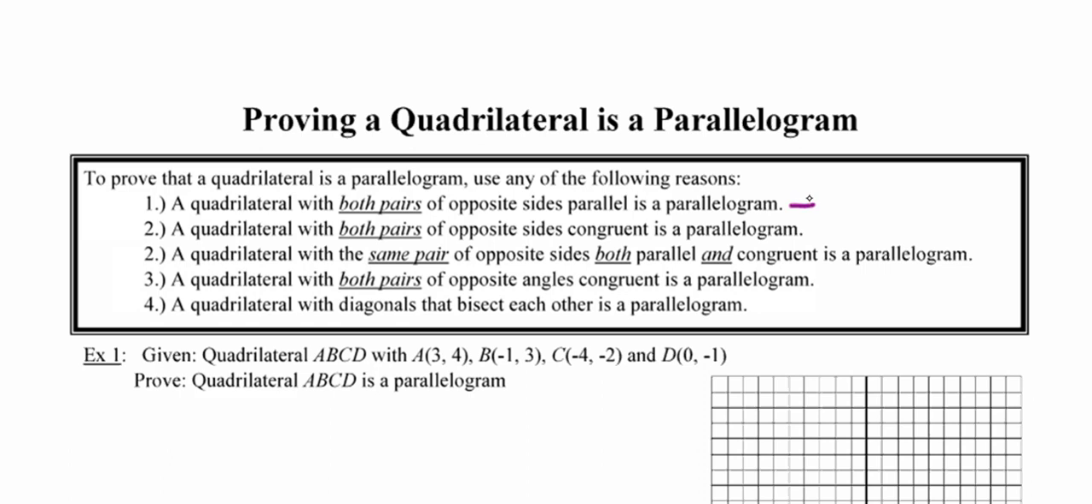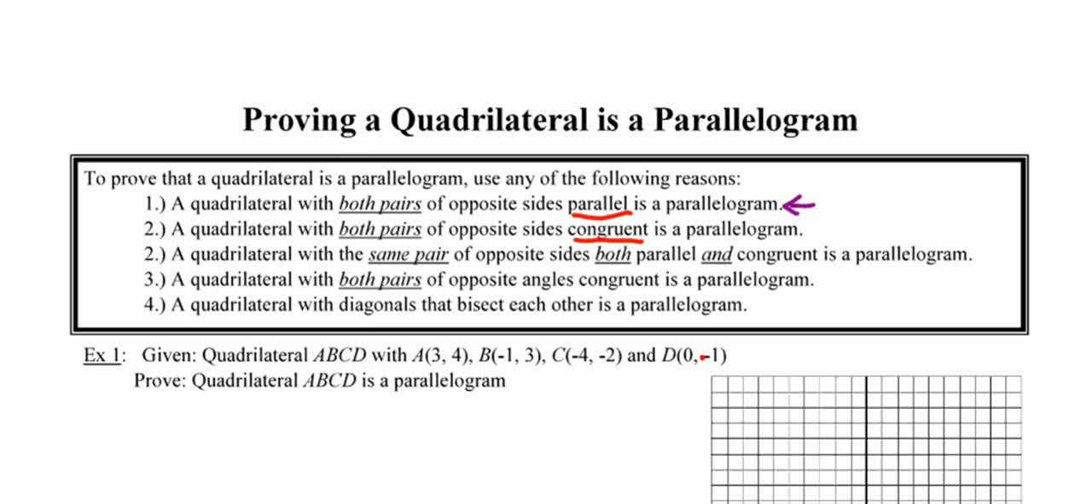So again, this is the definition. The second possibility is to show that both pairs of opposite sides are congruent. And again, I want you to notice the difference between the first reason, which is to show that they're parallel, and the second reason, which is to show that they're congruent. The third possibility is to show that the same pair, so either the top with the bottom or the left and the right, is both parallel and congruent.